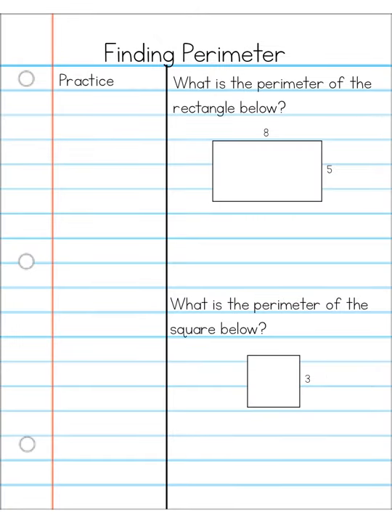Now we're going to do some practice in the simple process of finding perimeter. The first question says, what is the perimeter of the rectangle below? Remember that your first step should be locating and labeling the missing sides. Getting started in this problem, the first thing I'm going to do is label my missing sides.